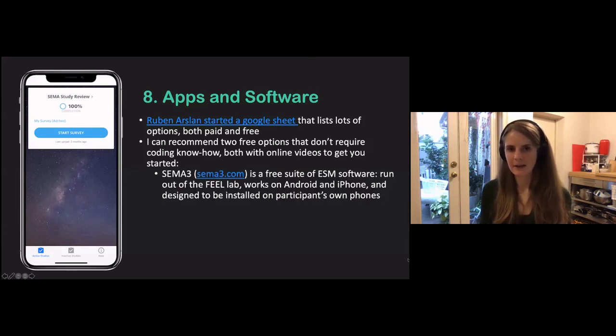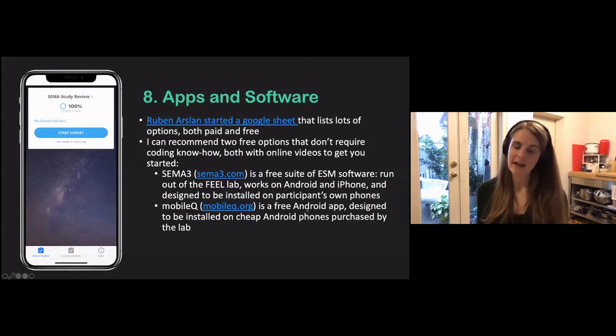So the app that we run out of the Field Lab, mostly run by Narissa Dozo and Pete Kuppens, is SEMA 3, and it's free, works on Android and iPhone, and it's designed to be installed on participants' own phones. So check that out if you're interested. The other option is out of my old postdoc lab in Leuven. It's called MobileQ. It's an Android app, and it's designed to be installed on cheap Android phones that you purchase in the lab.